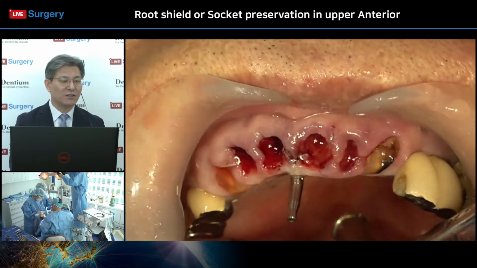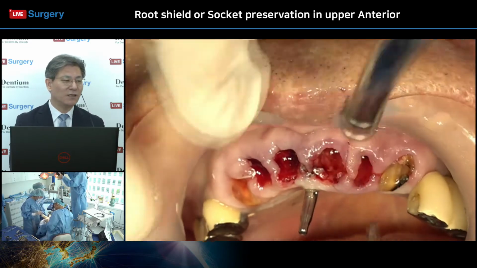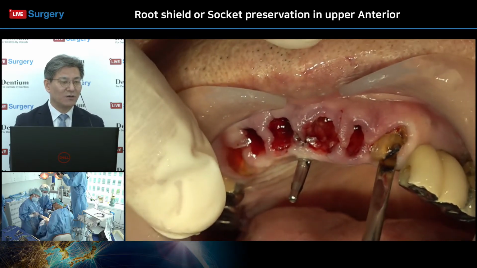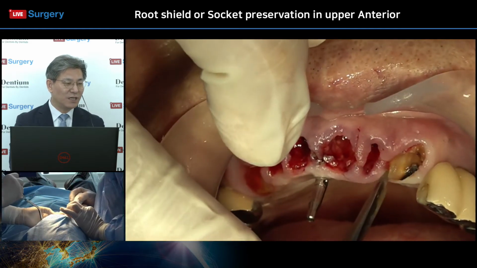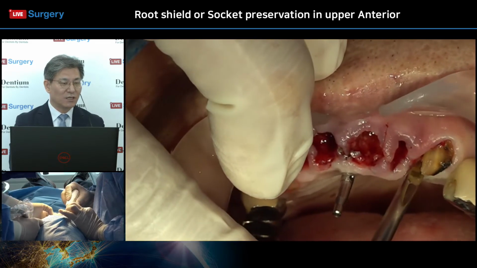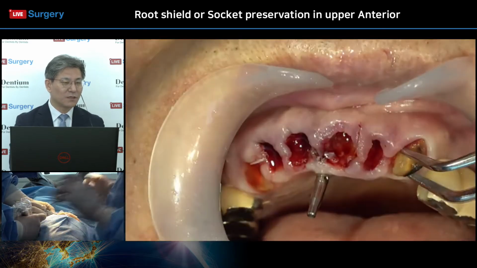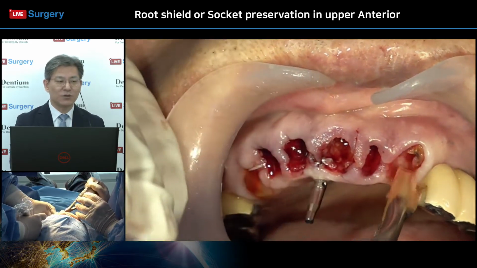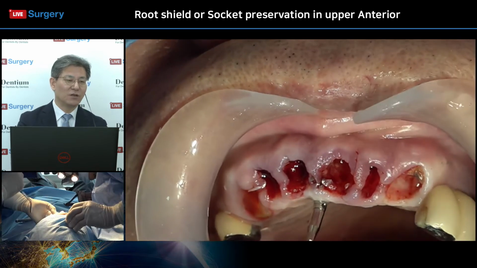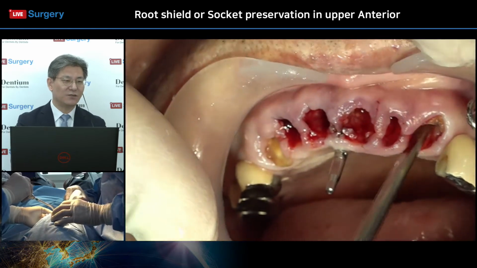Today, Dr. Chung showed us the very interesting socket shield technique, right? He decided to use a socket shield technique in the number 13 and 23 area or so. Another name is the root membrane technique, the same as socket shield, root shield, or root membrane. The naming is different, but they are the same technique category.